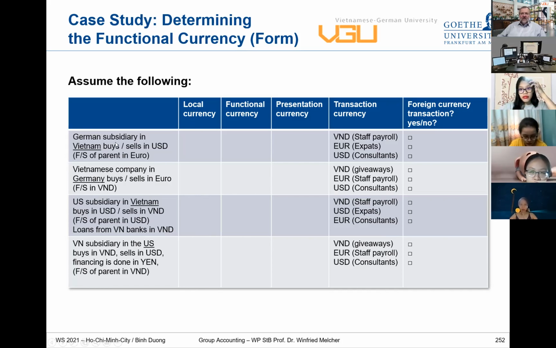So for instance, if a German subsidiary is located in Vietnam and buys and sells in US dollar, and the financial statements of the parent are in euro, then obviously the local currency of that German subsidiary is dong because it sits in Vietnam. The functional currency, well, what is the primary economic situation? Based on that, you have to find out what the functional currency is. Well, the presentation currency is easy.